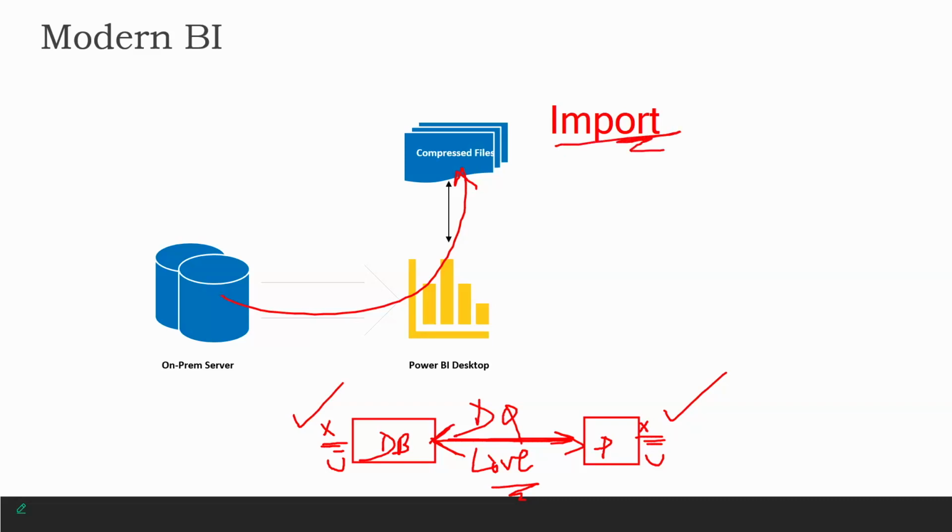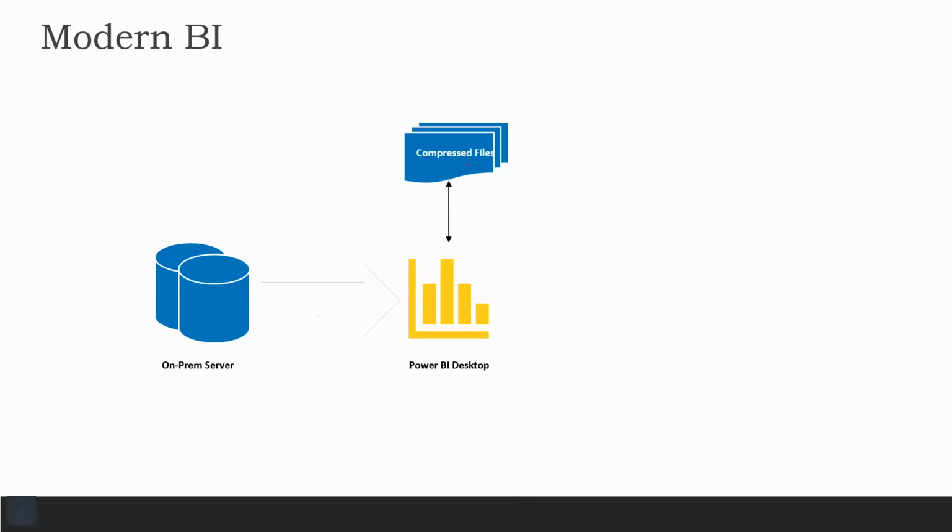So this is called import mode. This local copy is getting created, and this is called a direct query or a live connection. Okay. I'm just trying to show you things from a block diagram perspective so that you understand it, but let's see how this goes. All right, let me see.